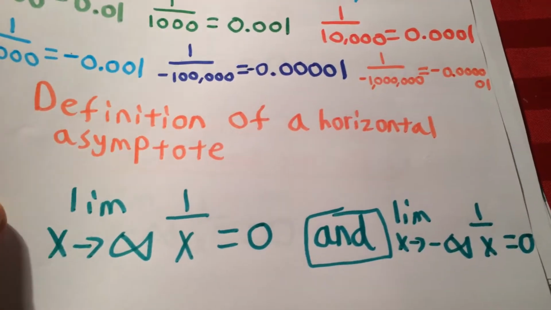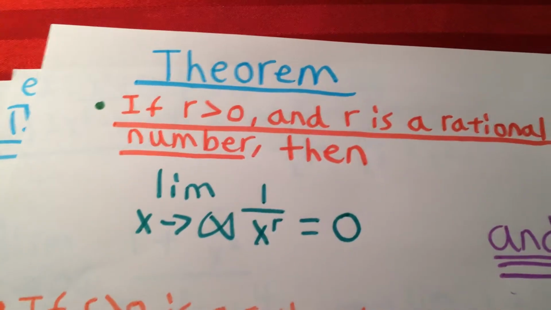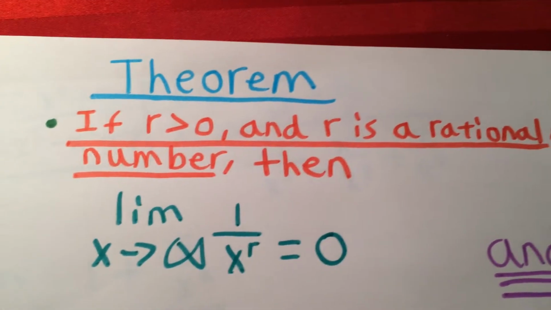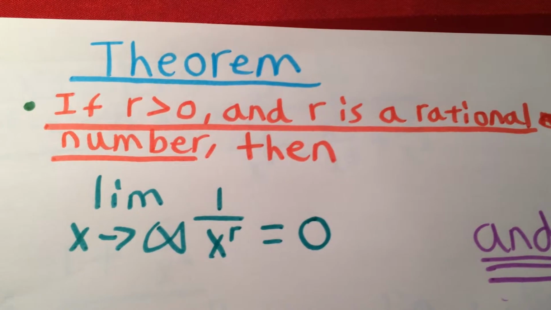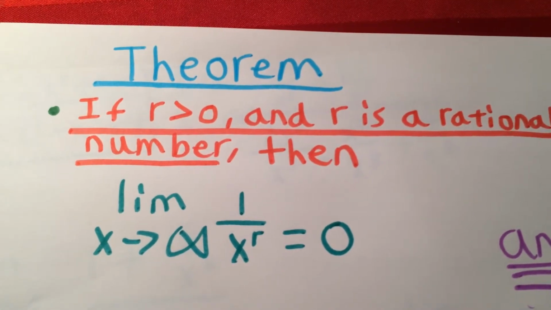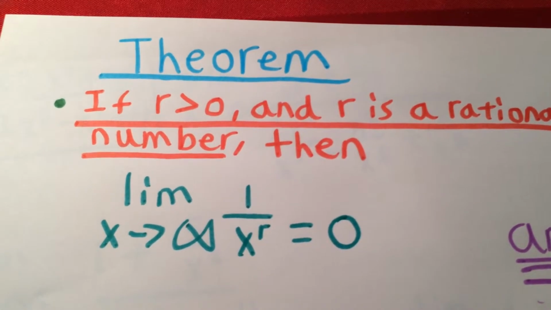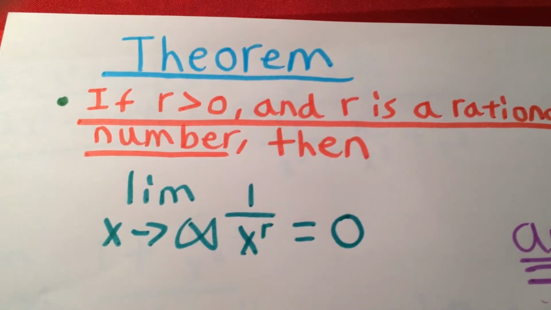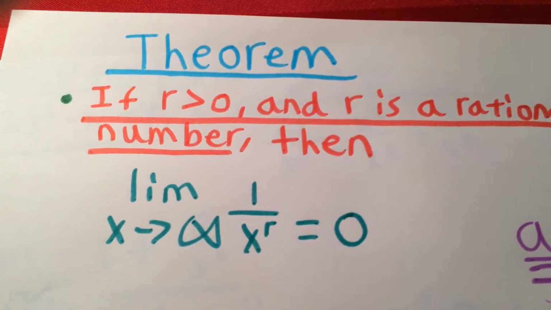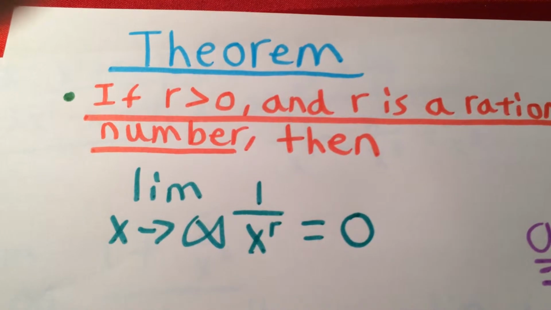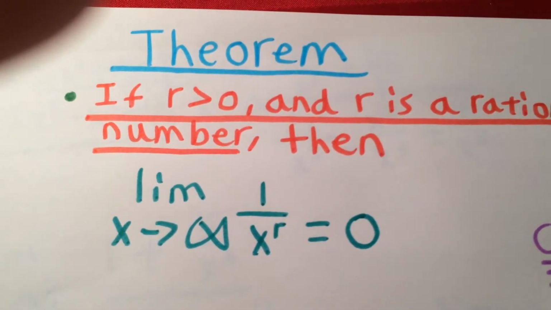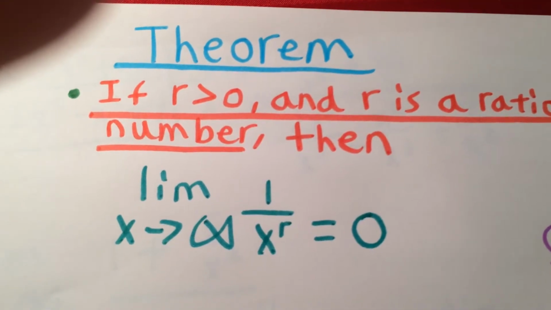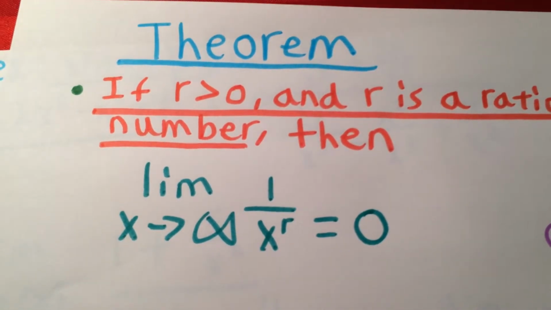This brings me to the theorem. If r is greater than 0 and r is a rational number, then the limit as x approaches infinity of 1 over x to the r equals 0. Because if you plug in any number that's not 1 for x to the r, because x is approaching a really big number, that will always be more than the 1 in the numerator, and it will always be close to 0.